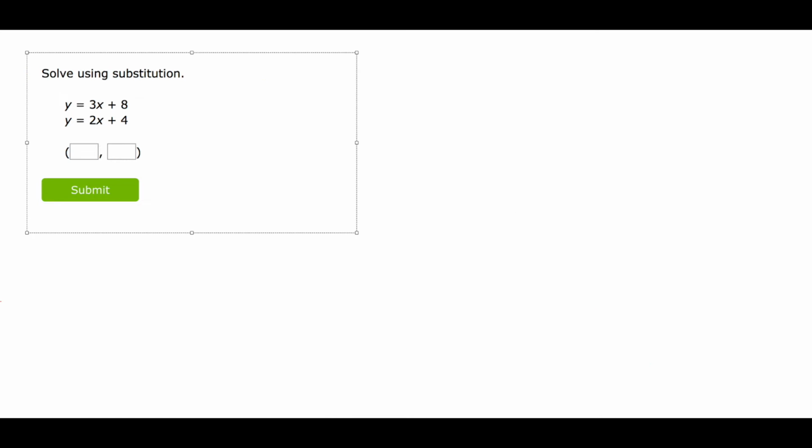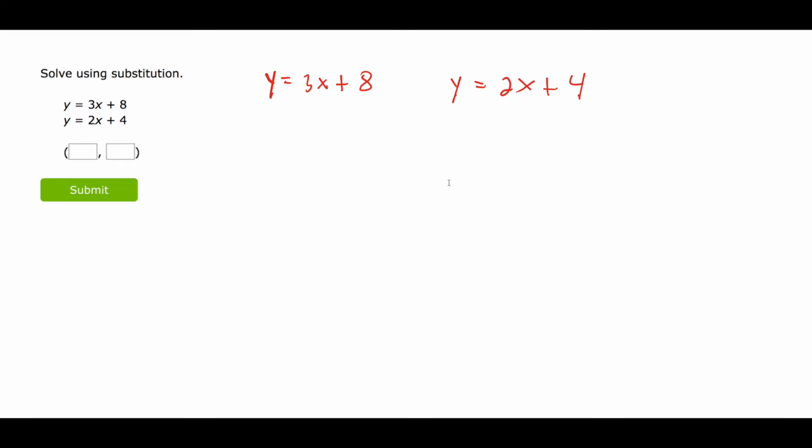All right, ready? This is just like one step harder than the last problem. So we have y equals 3x plus 8, and the other one is y equals 2x plus 4. All right, so we got these two equations. I put them side by side instead of one on top of each other because with substitution they should be side by side. On top of each other kind of implies elimination. You with me?